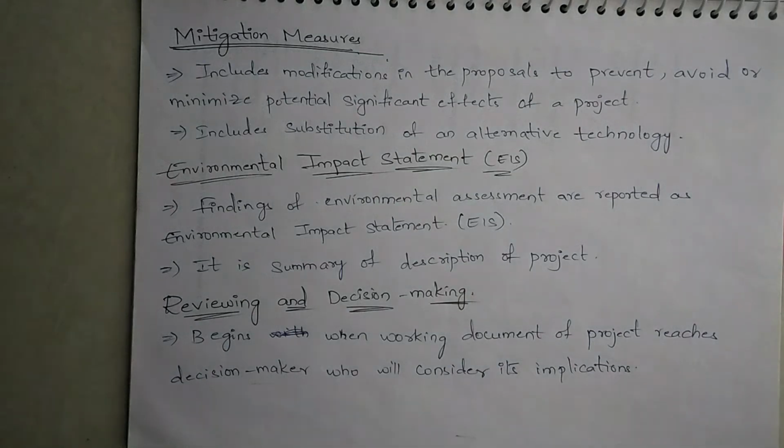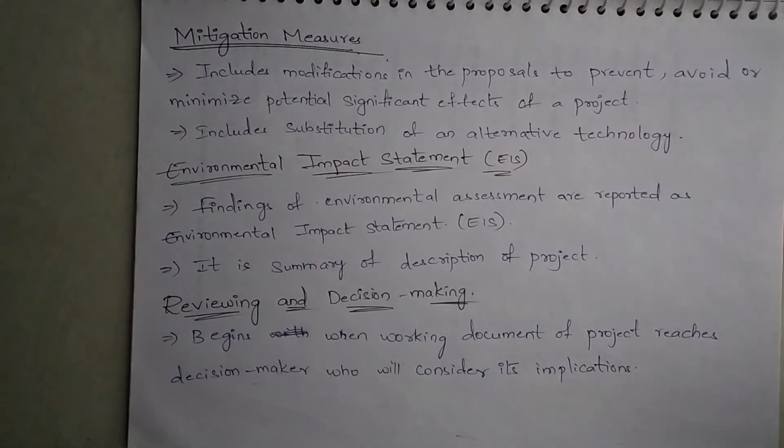And next one is mitigation measures. So mitigation is nothing but a kind of monitoring. Okay, this step will include the modifications in the proposals to prevent, avoid, or minimize the potential and significant effects of the project. This will also include the substitution of alternative technology. So that means if the present technology is not good for this project, they'll find the alternative technology.